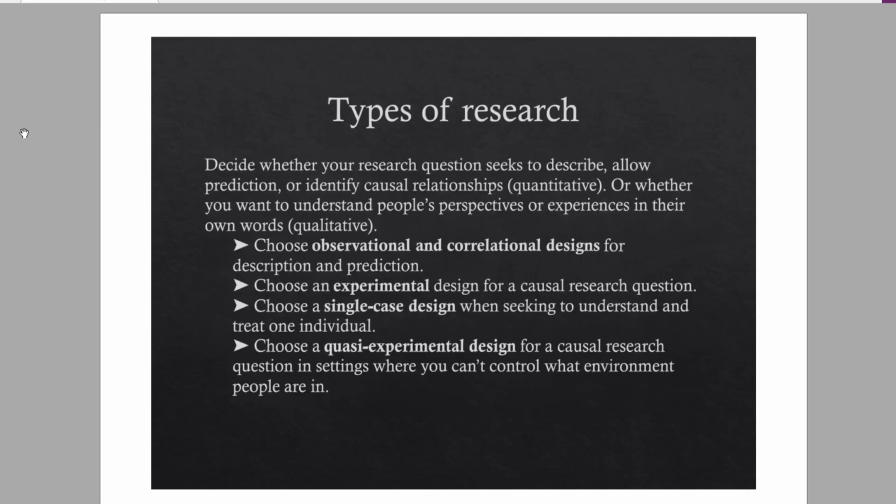So the next part in designing your research question is then how you're going to test it. Are you going to seek to describe the phenomena, or predict what's going to happen, or identify causal relationships? And all those are more quantitative types of research studies. So they end up with some kind of numbers to test.